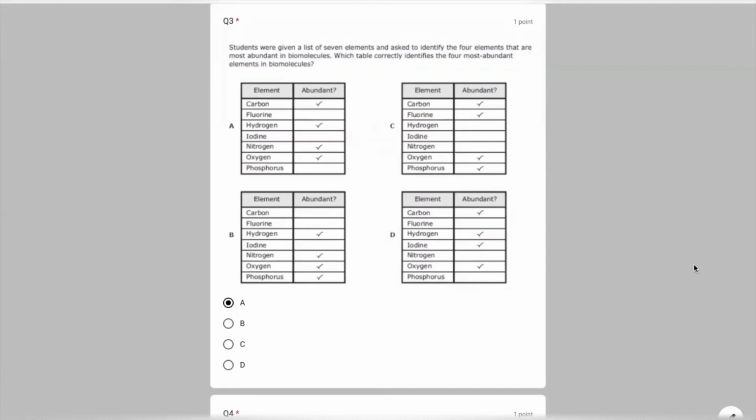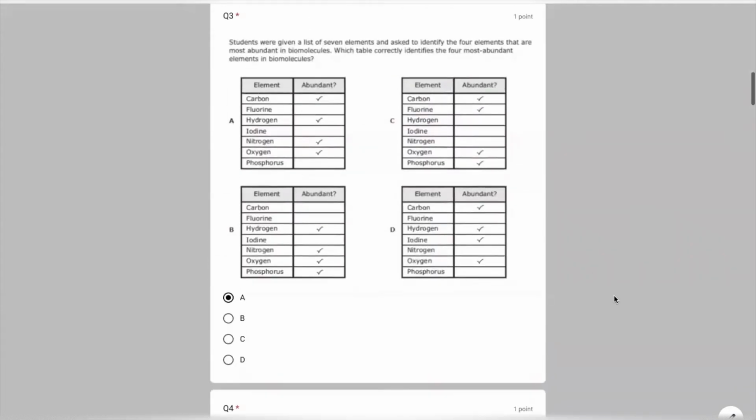It's not completely accurate, but it's the closest we can get to the average. What tricked me with this question, first looking at it, is I was like, there's no phosphorus, but then here it says most abundant in biomolecules, and phosphorus wouldn't be greatly abundant. Okay, so the answer is A for this one.